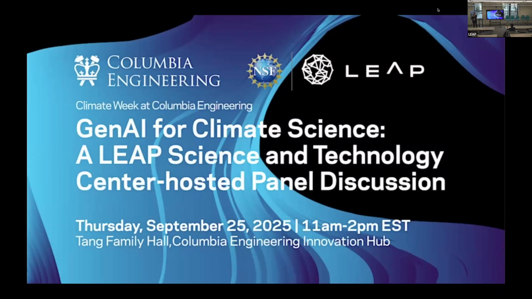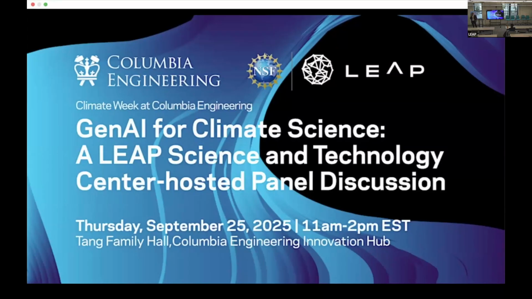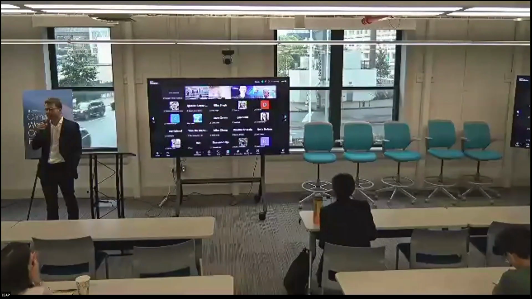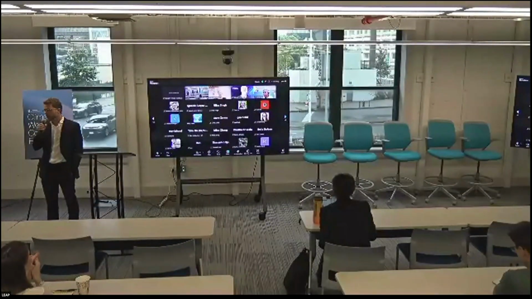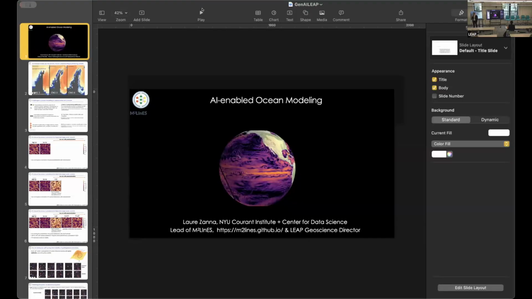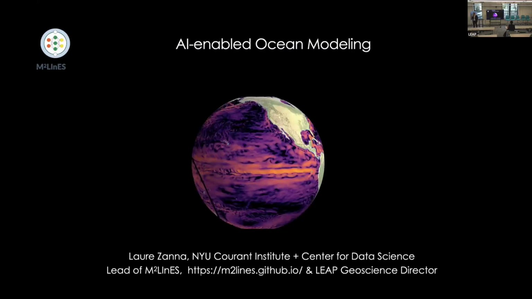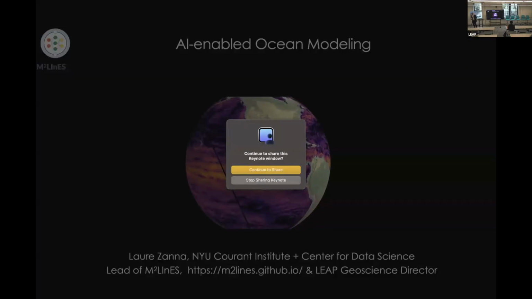And we are going to get started with Lorzana. She's professor at NYU. She's been leading a big initiative called M Squared Lines, where they were some of the first ones, or the first ones, I would even say, looking at how we could use AI to improve climate modeling and especially ocean modeling in that regard. So very much looking forward to your talk. Thank you.